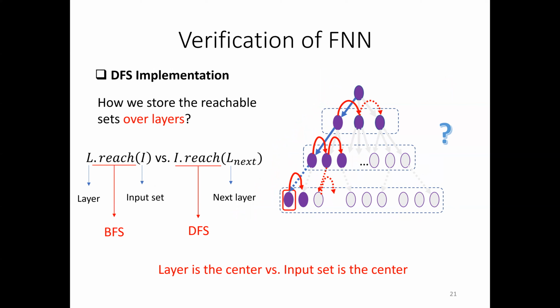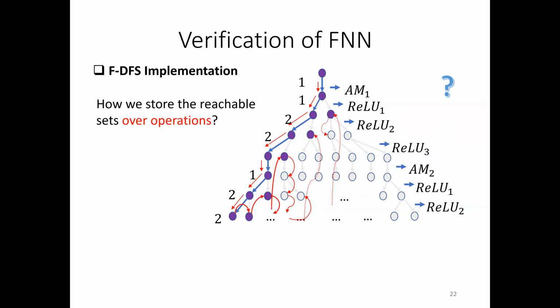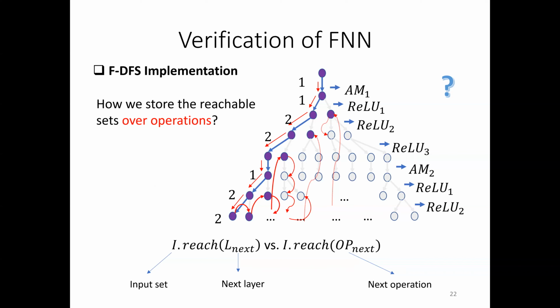Now with flattened Depth-First-Search, the core question is how you store the reachable set over operations. The idea here is that you also use the reachable set as the center of the computation. That means you need to shift the reachability method to the set. For Depth-First-Search, the input to that reachability method is going to be the next layer. However, in the flattened Depth-First-Search, the input to the reachability method is going to be the next operation. It's very simple, right? They basically have the same idea, just with different inputs to the reachability method.